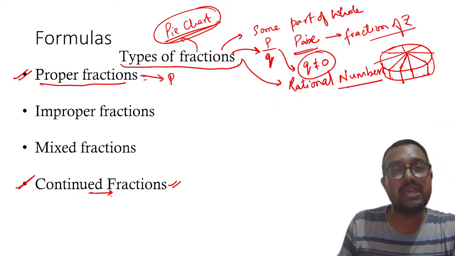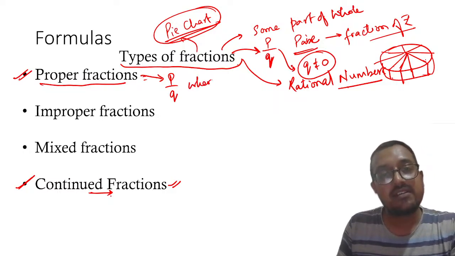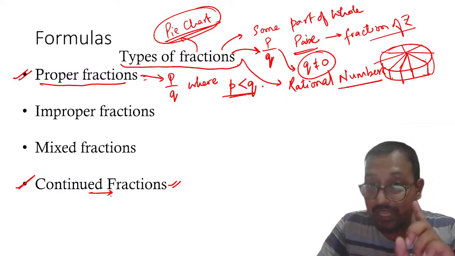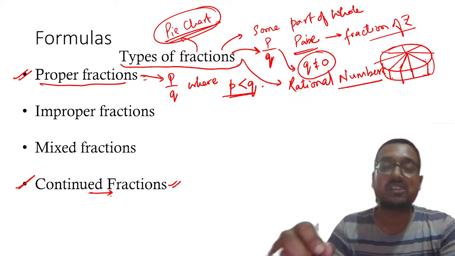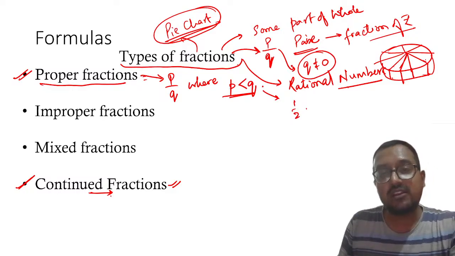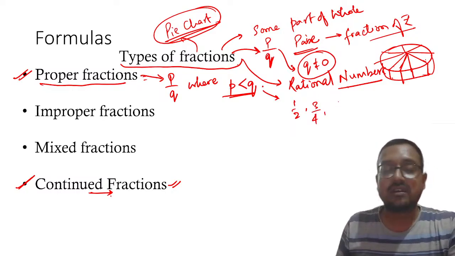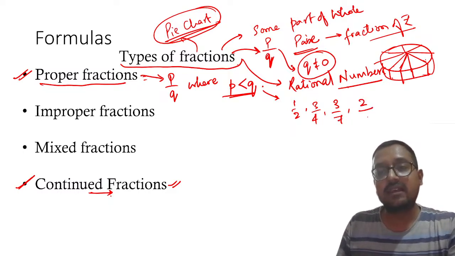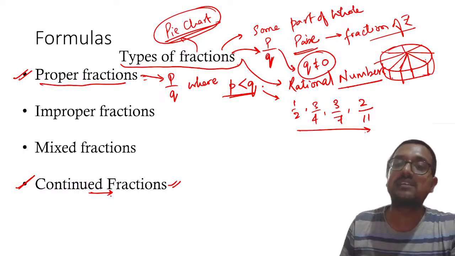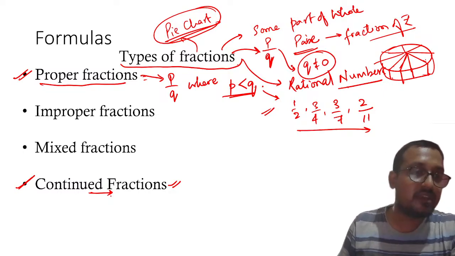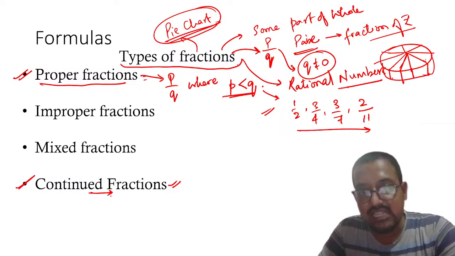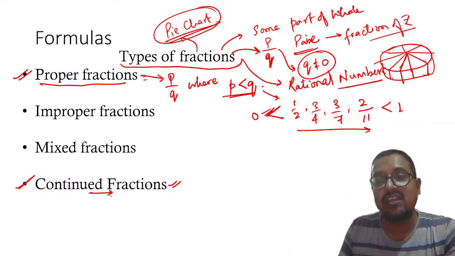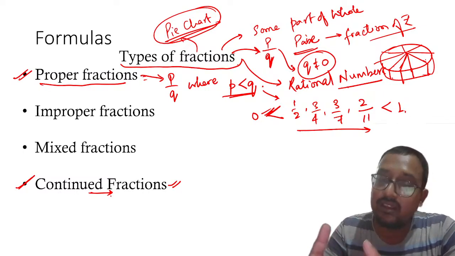Proper fraction will be P upon Q, where P is less than Q. Please remember, this is very much important. P must be less than Q. For example, 1 by 2, 3 by 4, 3 by 7, 2 by 11. All these are examples of proper fraction where it is less than 1. So you can see that it is definitely greater than 0, but less than 1. So please remember, these are called proper fraction.